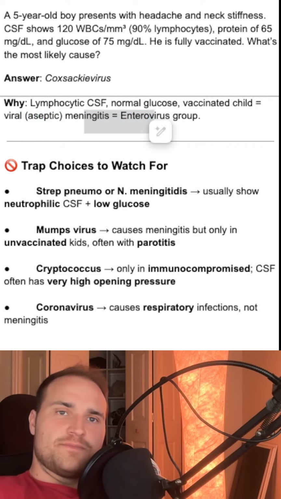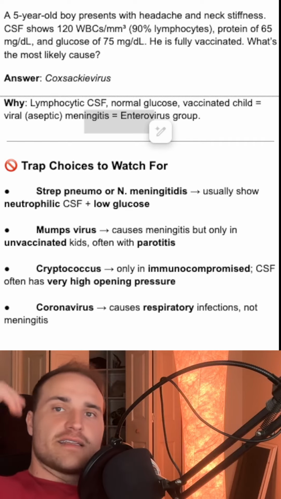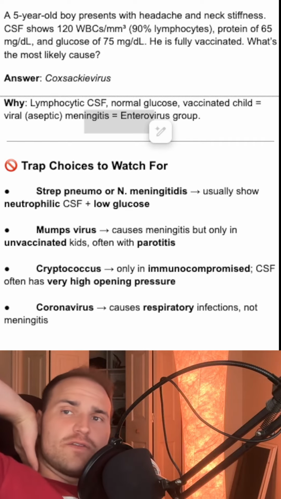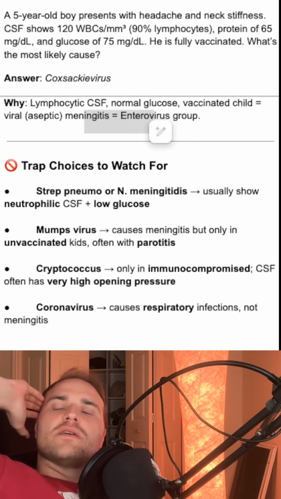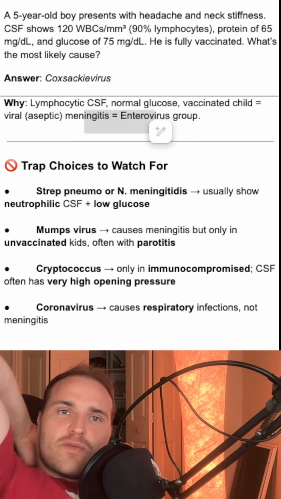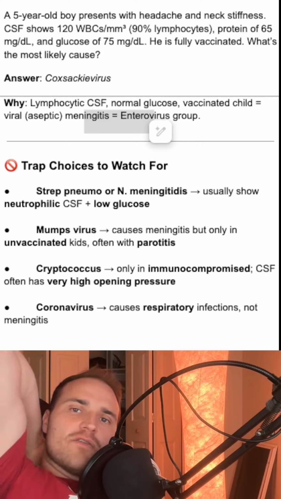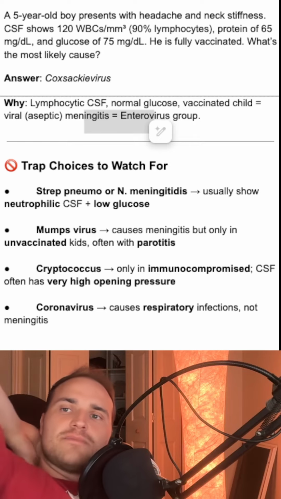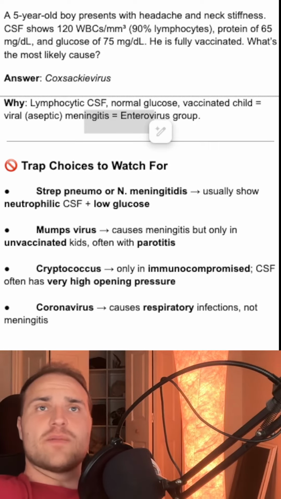So a fever, meningeal signs, headache, neck stiffness, and cerebrospinal fluid that shows lymphocytic pleocytosis with a moderately elevated protein level and normal glucose would tell you it's aseptic meningitis. And enterovirus is just the most common cause.